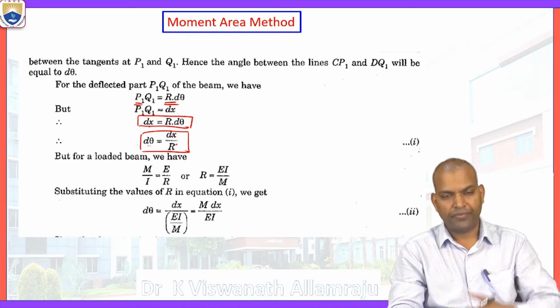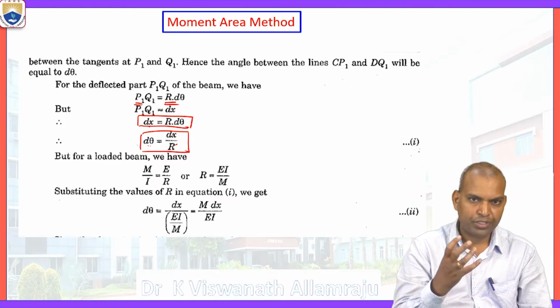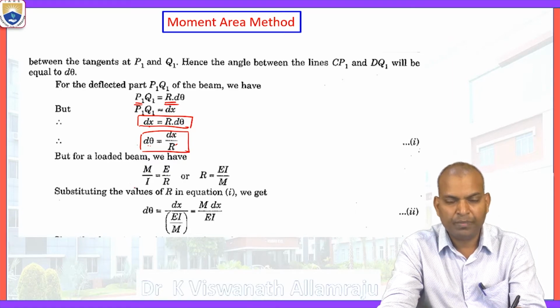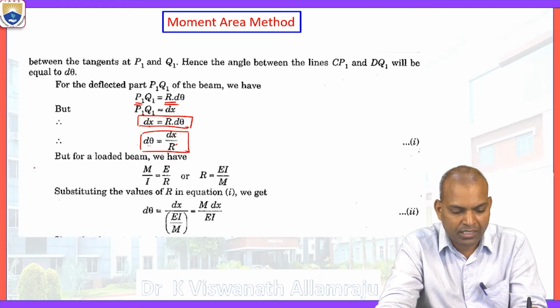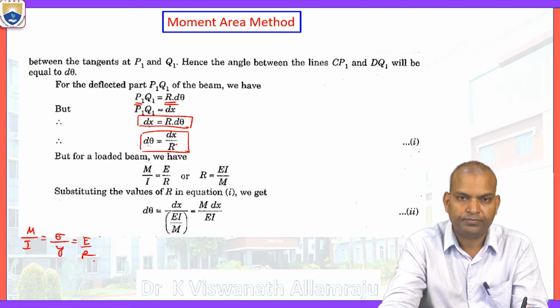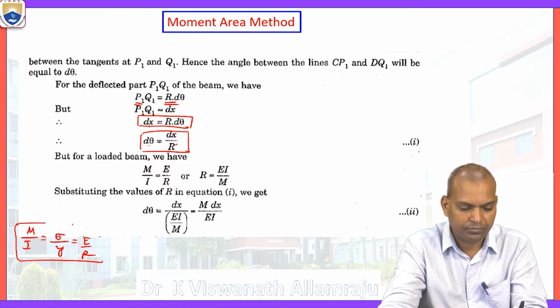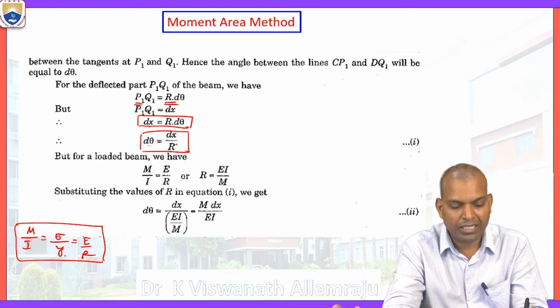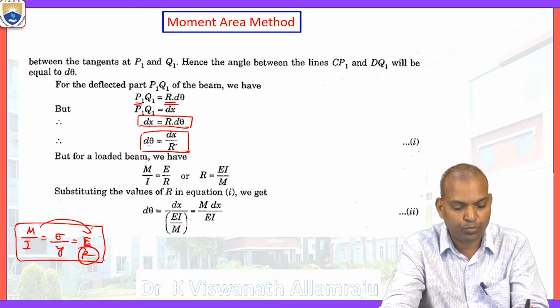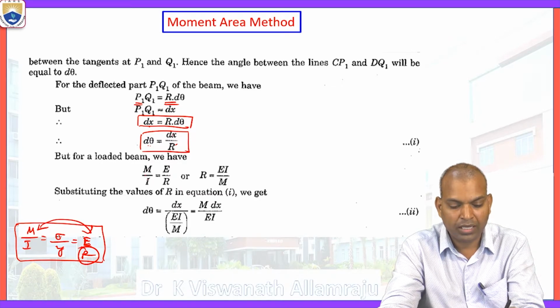Coming to the theory of pure bending, you will see how it is useful. The pure bending equation is M by I equals sigma by Y equals E by R. From that, we have a relation between the modulus of elasticity and the radius of curvature, that is M by I equals E by R. So the radius of curvature is R equals E I by M.